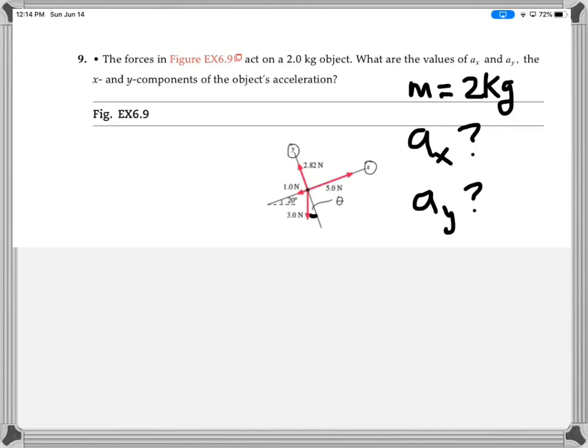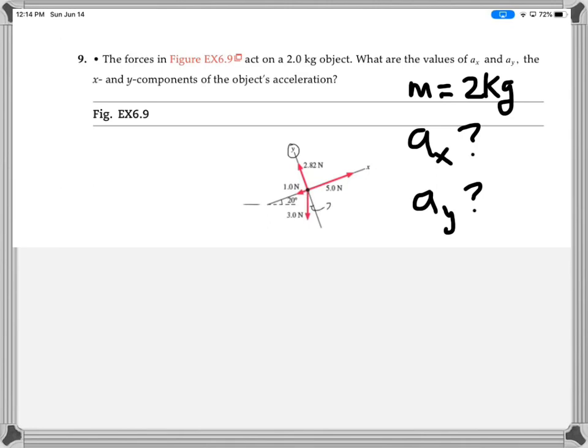I'm going to add to the free body diagram the angle that the 3 Newton force makes with the y-axis. How much is that going to be? The angle given there was 20 degrees between the x-axis and a horizontal line. So for the right angle triangle formed by the x-axis, the 3 Newton force and the horizontal, we know that the upper angle is going to be 70 degrees, and since the angle between the x and the y-axis is 90, it must be that the angle between the 3 Newton vector and the y-axis is 20 degrees.